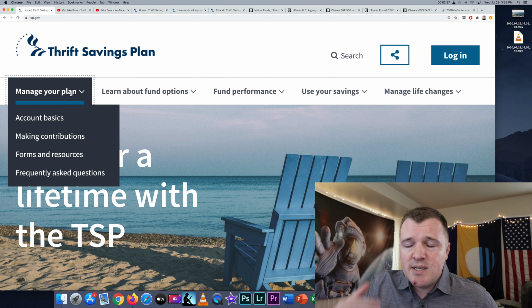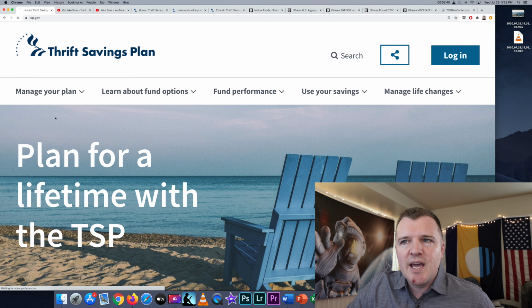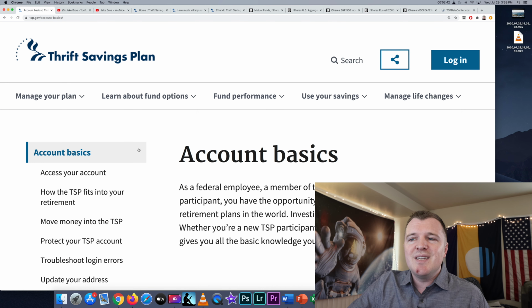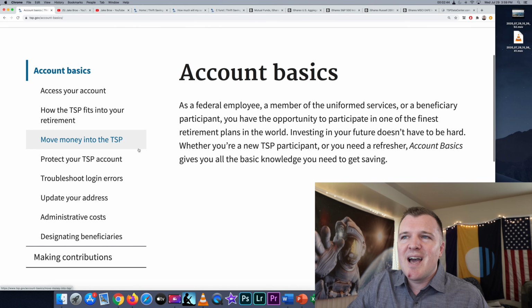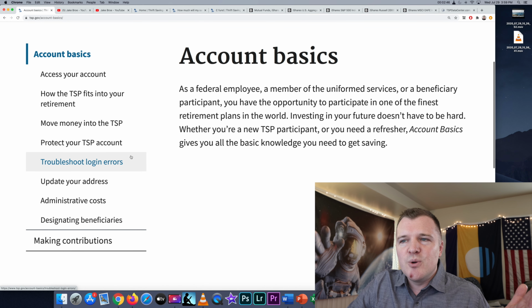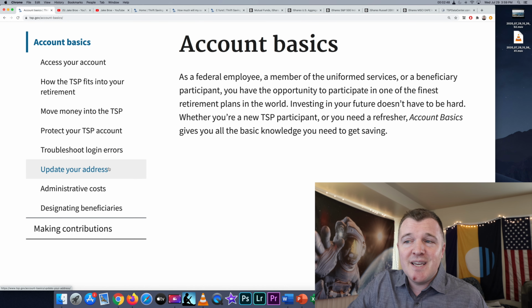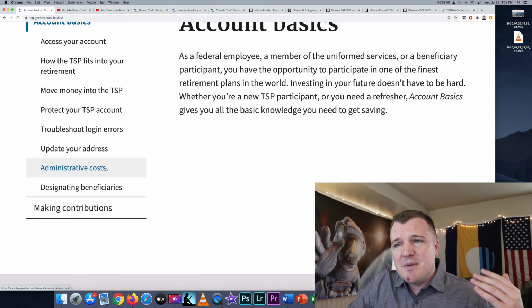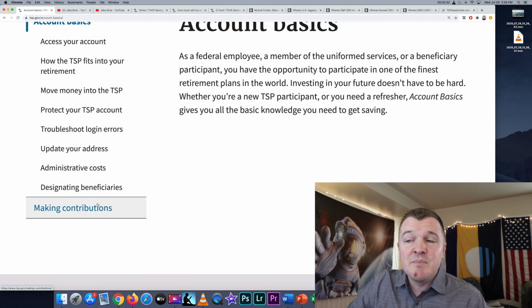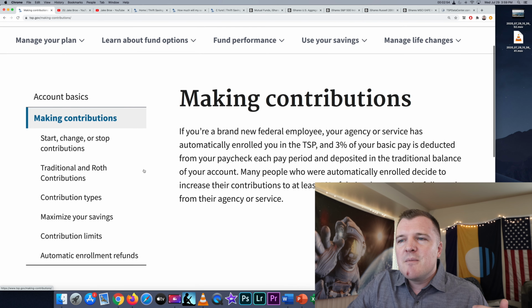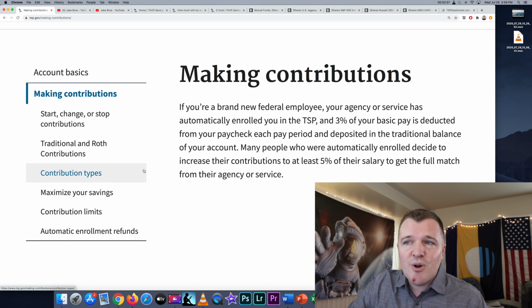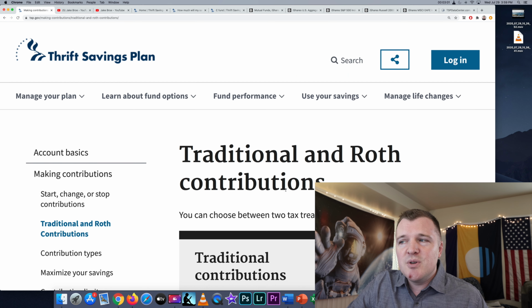I don't have time to go into detail about everything, but first, manage your plan. We have all the information you need about account basics, how to access your account, how to troubleshoot login errors, how to update your address, questions maybe about administrative costs. Let's see, making contributions: how to start, change, or stop contributions, traditional and Roth contributions.